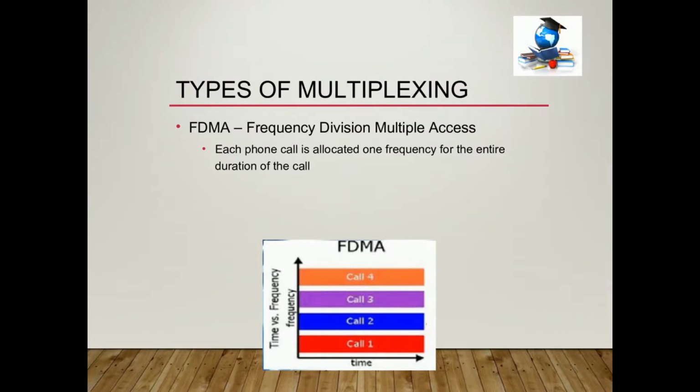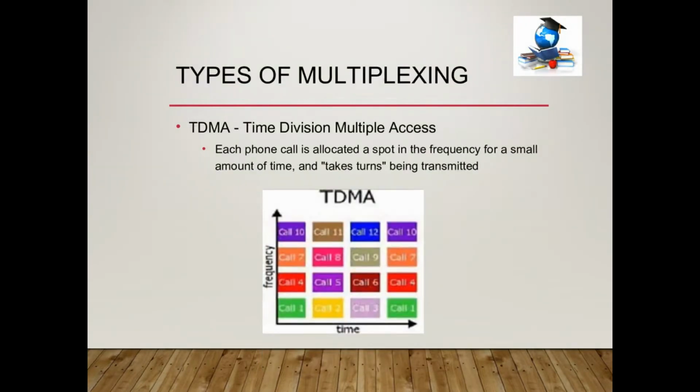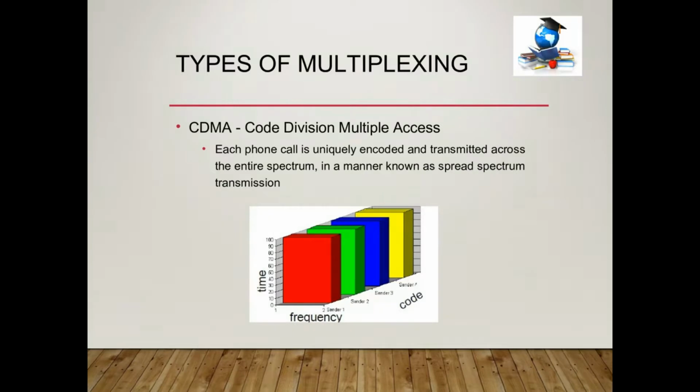FDMA, frequency division multiple access. Each phone call is allocated one frequency for the entire duration of the call. TDMA, time division multiple access. Each phone call is allocated a spot in the frequency for a small amount of time, and takes turns being transmitted. CDMA, code division multiple access. Each phone call is uniquely encoded and transmitted across the entire spectrum, in a manner known as spread spectrum transmission.